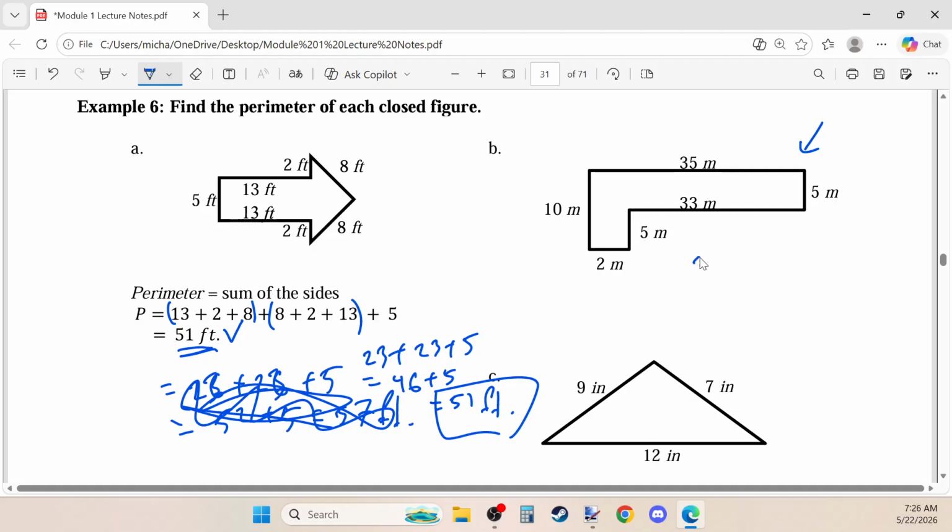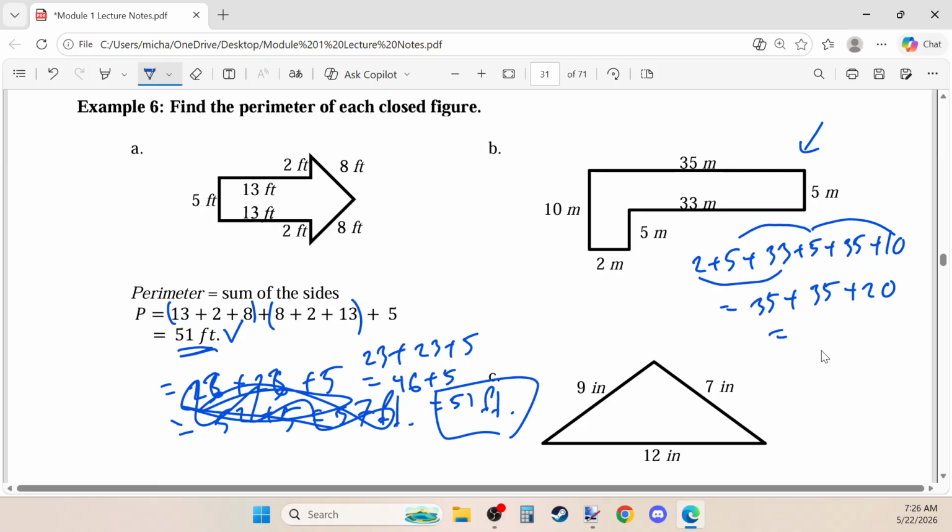We have 2 plus 5 plus 33 plus 5 plus 35 plus 10. So we could add these together. This is 10. 10 plus 10 is 20. 2 plus 33 is 35. 35 plus 20. 35 and 35 is 70. 70 plus 20 is 90 feet. This is 90 feet.